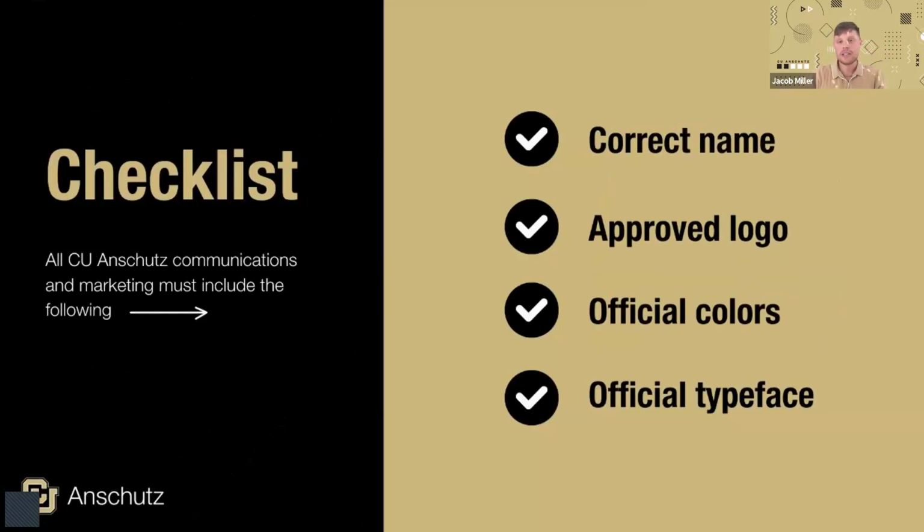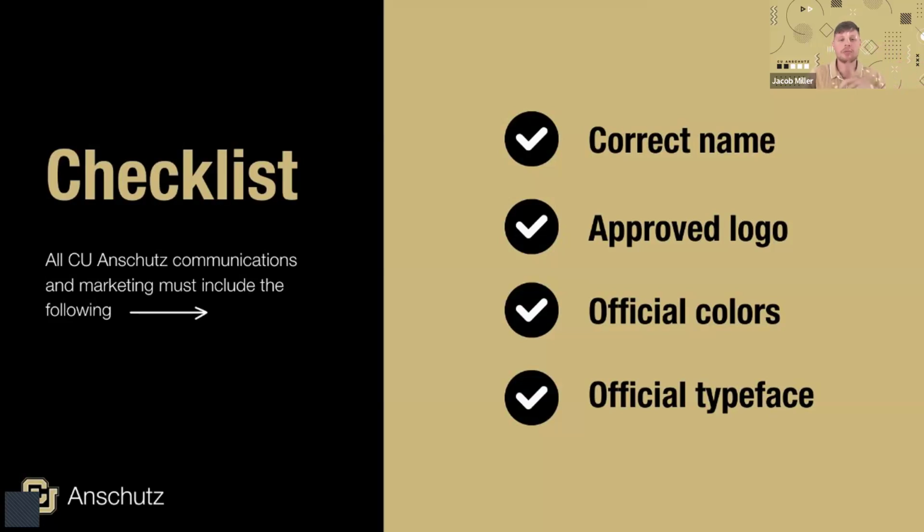So all of these contribute to a cohesive brand, right? And some of these things you might not even think about. So a quick checklist that all CU Anschutz communications and marketing must include, and that's all from the Central Office of Communications, but also all of our marketing departments around campus. All of the external things that come out of CU Anschutz marketing departments must have the correct name. So you have CU Anschutz Medical Campus, University of Colorado Anschutz Medical Campus, all those types of things.